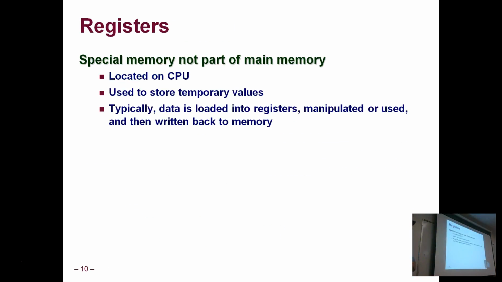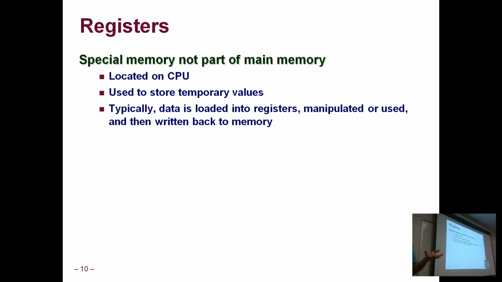Okay, so the next thing I'm going to talk about are registers. We saw that abstract view of the resources. One of them was the memory address space. The others were the instruction pointer, the registers, and the condition codes. So let's talk about the registers. The registers are special memory that are not part of the main memory, so they don't have a virtual memory address. You access them directly by name. They're located on the CPU, and they're typically used to store temporary variables.